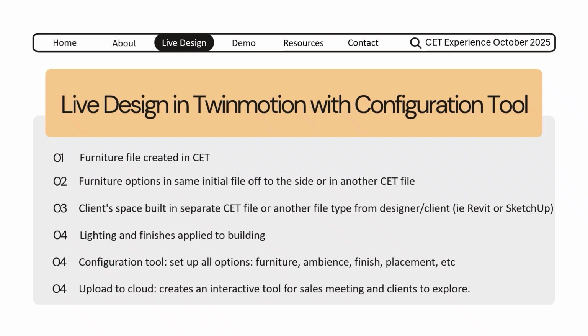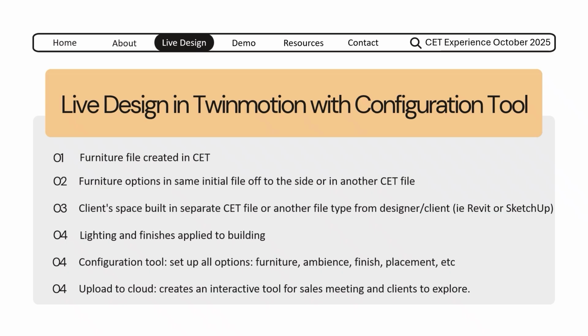Live design in Twinmotion with configuration tool can be different than other live design options that you have. You're still creating the furniture file in CET and the different options in CET. What is different is that you're going to be doing those different options in different CET files, especially if you're going to be changing a lot of different spaces. This will allow less manipulation once you're in Twinmotion.